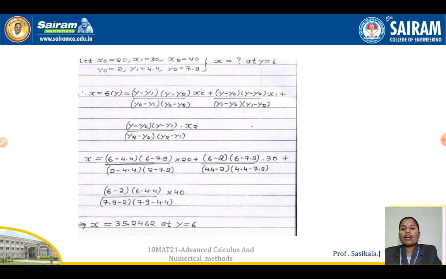Got it? So now write the formula. x is equal to f of y, that is, y minus y1 into y minus y2 by y0 minus y1 into y0 minus y2 into x0. Similarly, up to x2 you should write because only 3 terms are there. And substitute all the values. The question does not ask to fit a polynomial, so directly replace your y value 6 from the first step. Then simplify, and you will get your x value, which is 35.2462 at y is equal to 6. Okay. So the only change is that in the formula, x is replaced by y and y by x. That's it, to get your inverse interpolation.